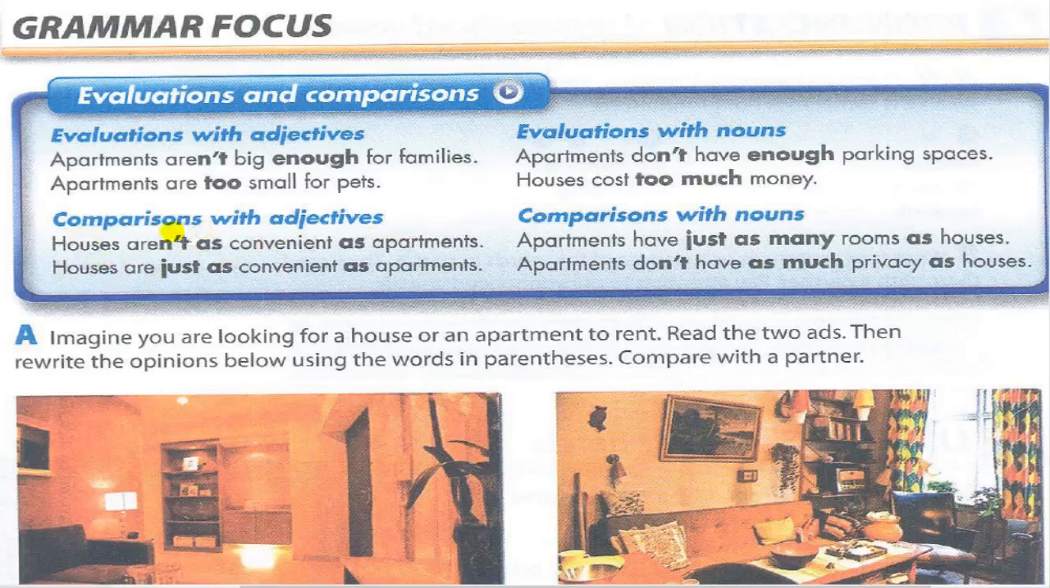So, A as, adjective as, B. Between as and as, this adjective, what does it mean? Just as, adjective as, they are equal in the meaning. Ahmed is as tall as Ibrahim. Ahmed, 150 centimeters. Ibrahim, 150 centimeters. So we say, Ahmed is as tall as Ibrahim. They are equal.